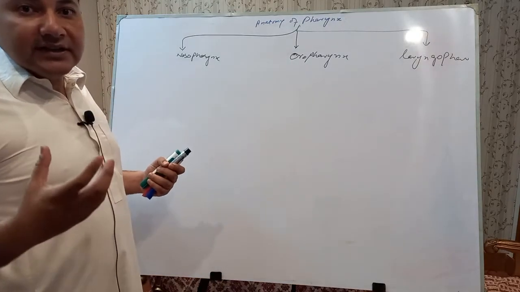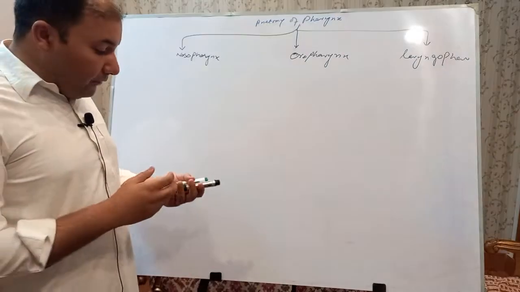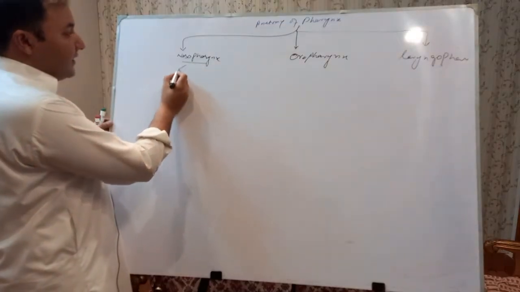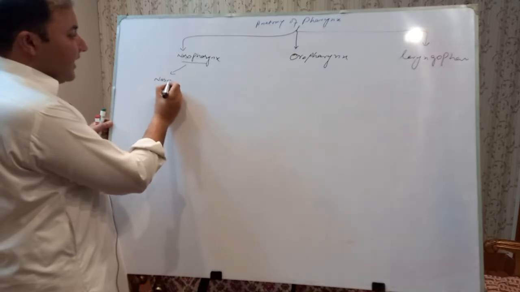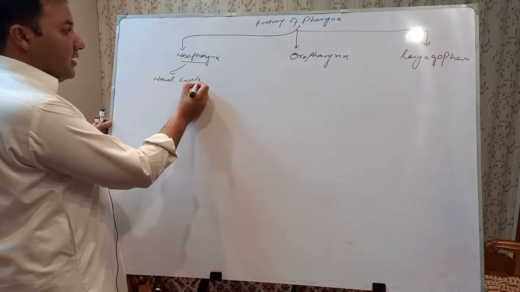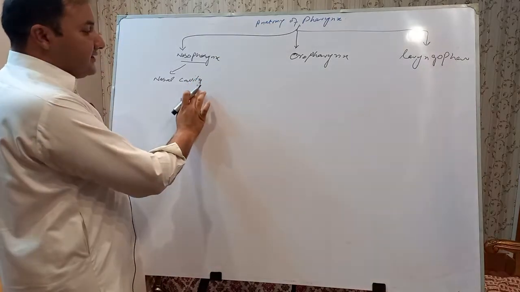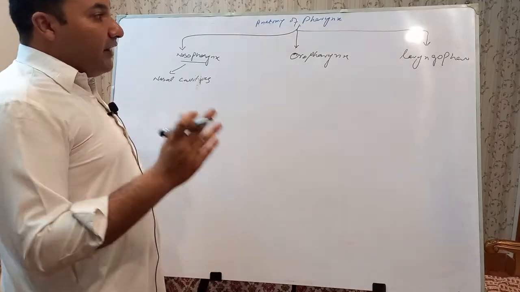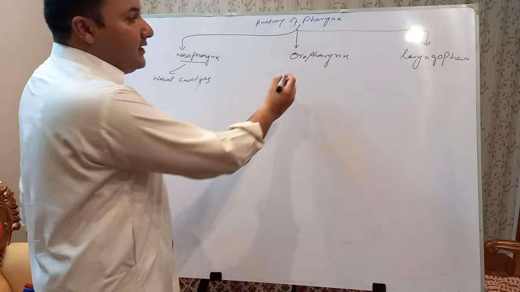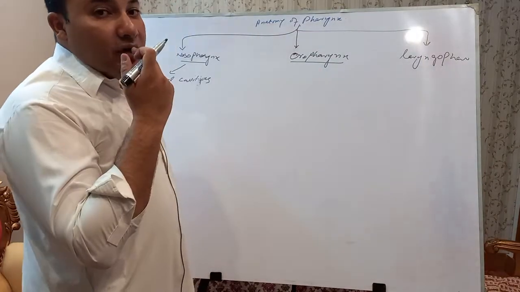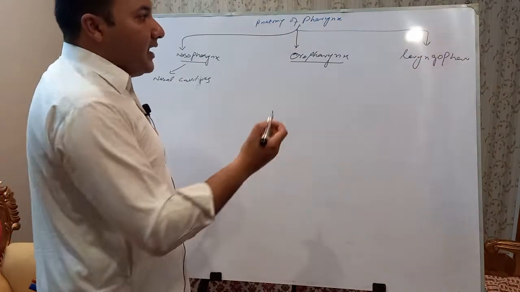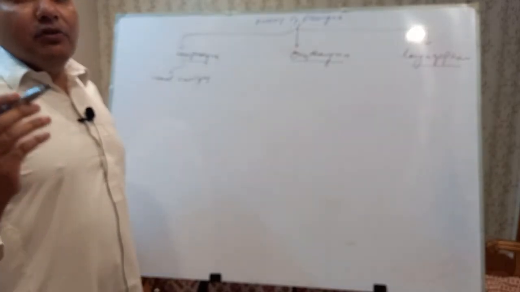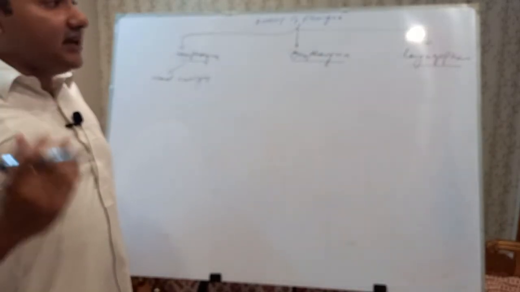Basically, we already discussed the different parts of the pharynx, which is the nasopharynx, behind the nasal cavity. Behind the nasal cavities, meaning the right and left nasal cavities, is the nasopharynx. The part of the pharynx behind the mouth cavity, the oral cavity, is the oropharynx, and the part behind the larynx is the laryngopharynx.